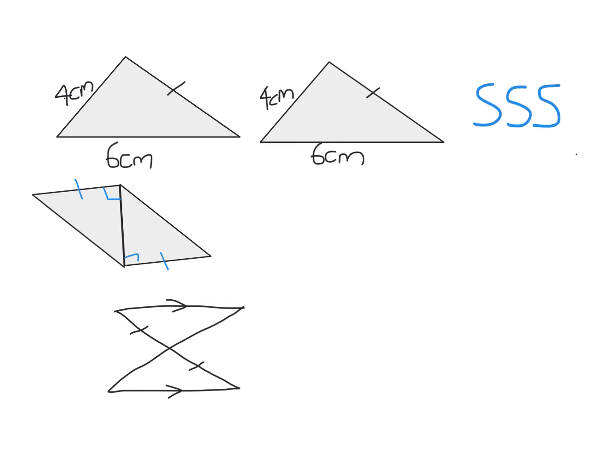So let's look at these two triangles here. We have one here, one here. Both have a right angle. We have an equal side, and this side is common. So that means that it will be equal in both triangles. So in effect, we have two pairs of equal sides, and the angle between them is equal. So this is SAS.